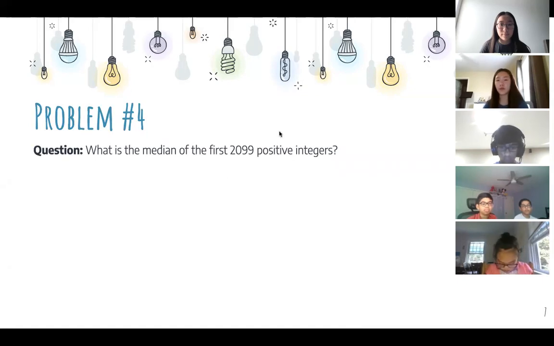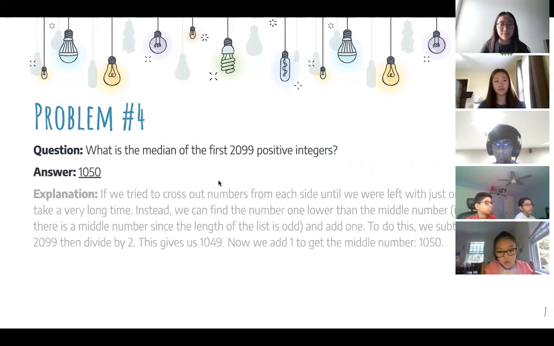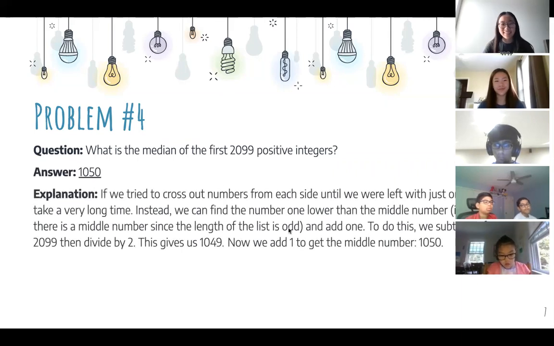So number 4 was, what is the median of the first 2,099 positive integers? Okay, well, everyone is putting 1,050, so good job. And so if we tried to cross out numbers from each side until we were left with just one, which is a good method for a smaller data set, it would take a very long time for this one.